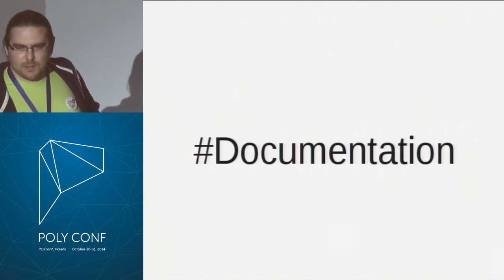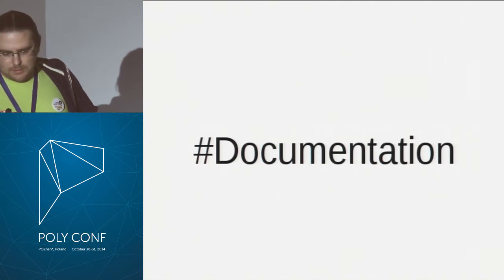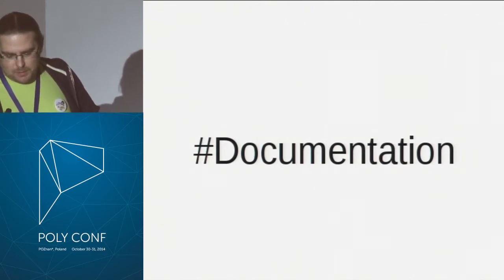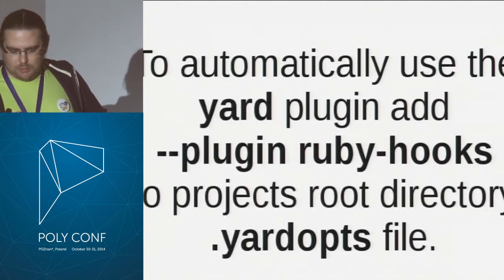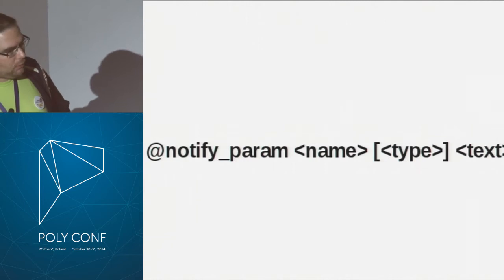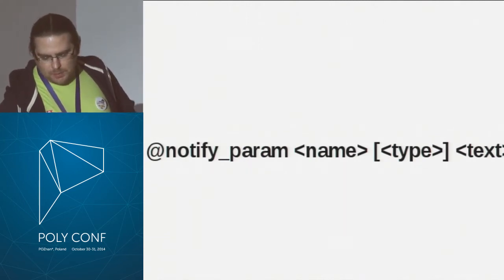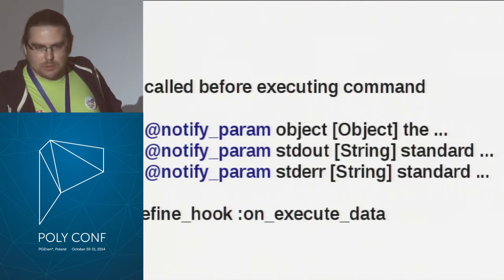And all of these things you could write manually. It's really simple, like 10 or 15 lines of code, but the real bonus is documentation. When using Yard for documentation, you can add a plugin for Ruby hooks that will help you to document your hooks. So you can get notification parameters. There is a name of the parameter, type, and some description. Let's see how it looks.